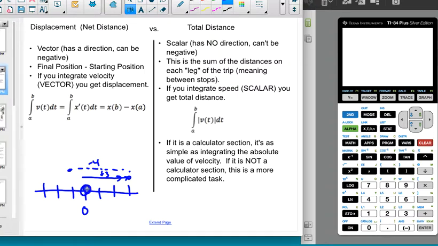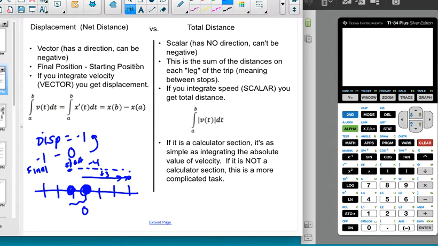I started here, this was the start. I ended here. My displacement is -1, because my final value, -1, minus my starting value, 0. I ended at -1, I started at 0. So my displacement is -1. I ended 1 unit to the left of where I started.